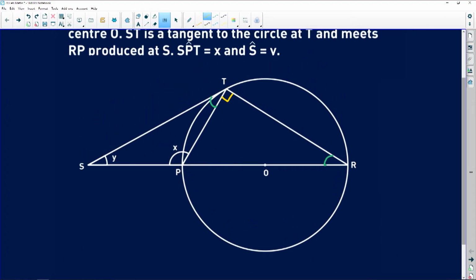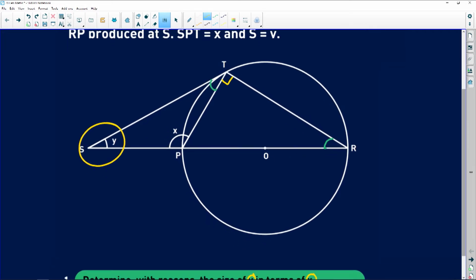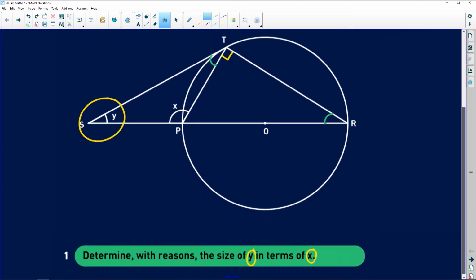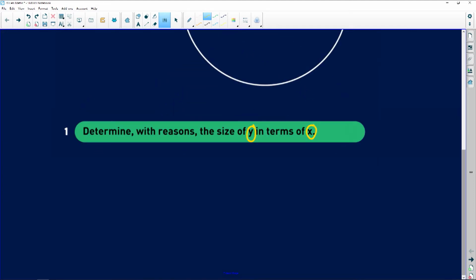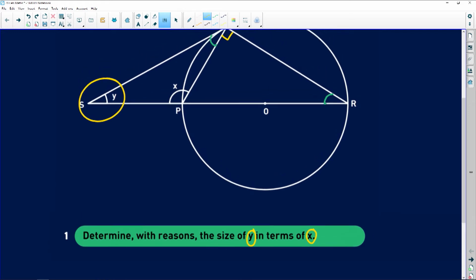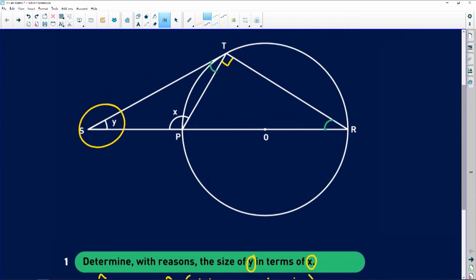I'm trying to express angle Y in terms of X, okay? So I'm definitely going to be making use of sum of angles in a triangle. So let's first start with our triangle inside the circle. I hope you guys agree with me that I can say angle PTR is equal to 90 degrees, which is what we identified at the beginning. And the reason is angle in a semicircle. Okay, that's maths language for the diameter subtends that angle. So we've established this 90 degrees over here.